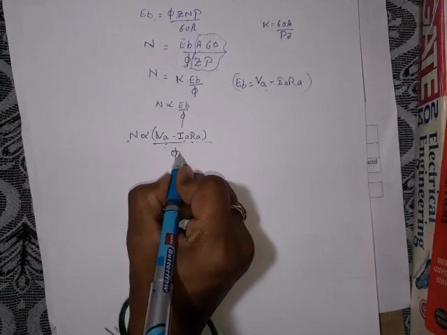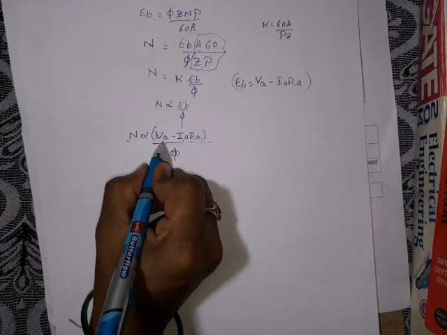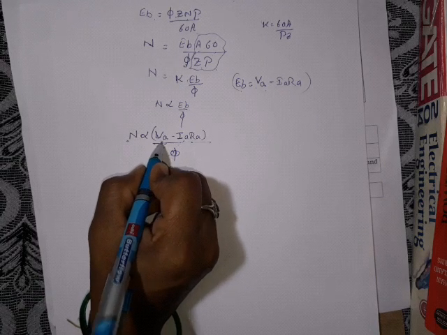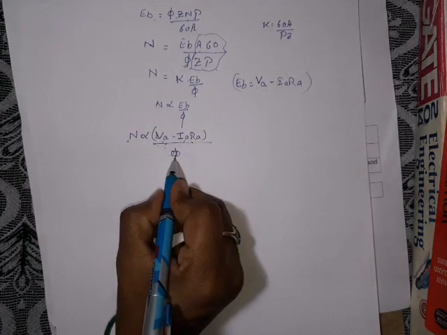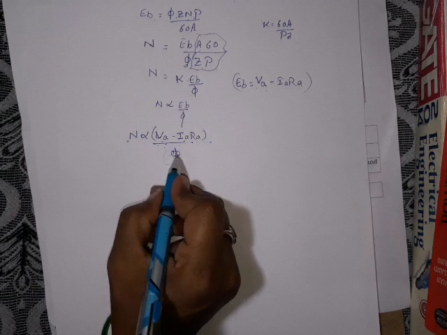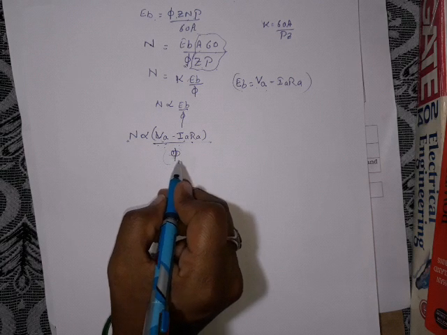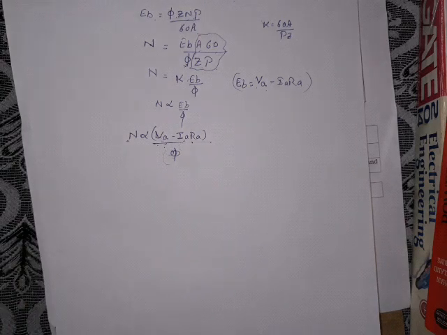So which are the variable things? Phi and VA. VA is the supply voltage. You can change the supply voltage. By using a control, you can change this supply voltage. Phi. So yes, in the previous case we were discussing that phi is constant. But we can make this phi variable. I'll show you how to make this phi variable.